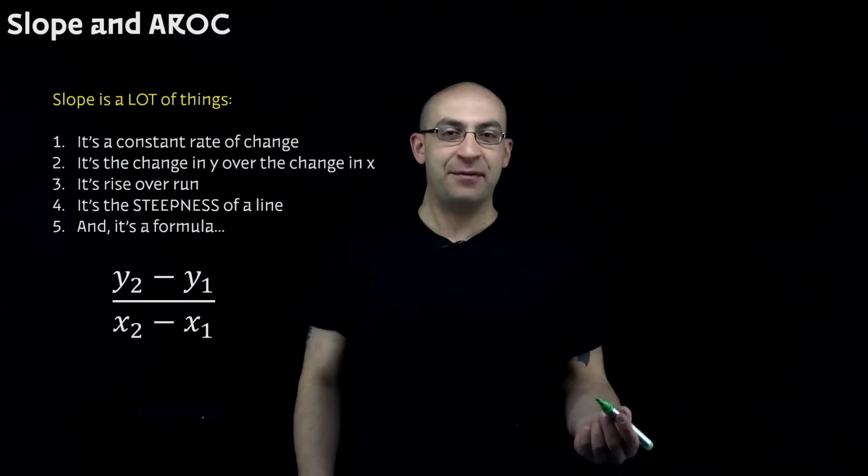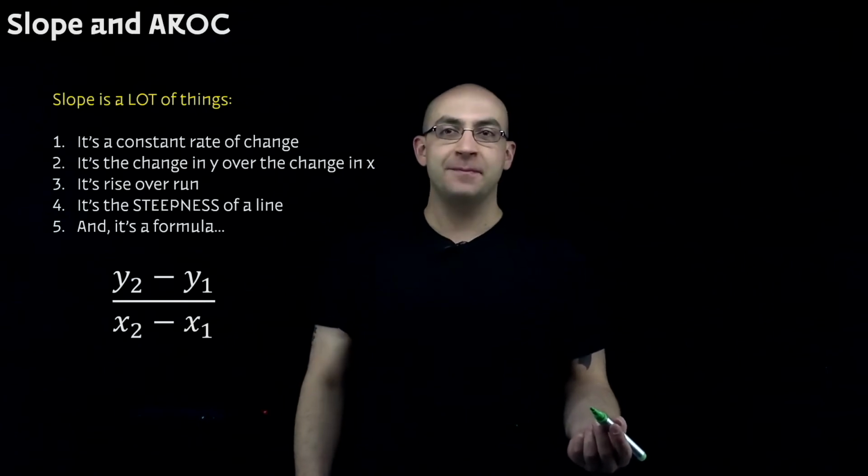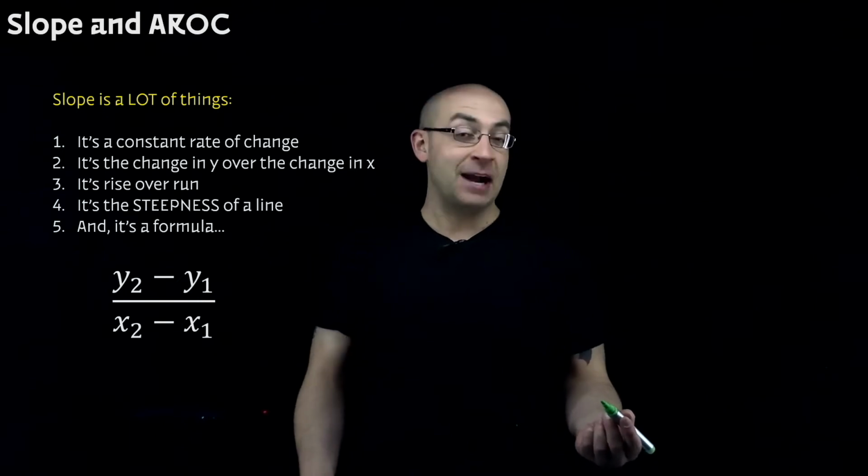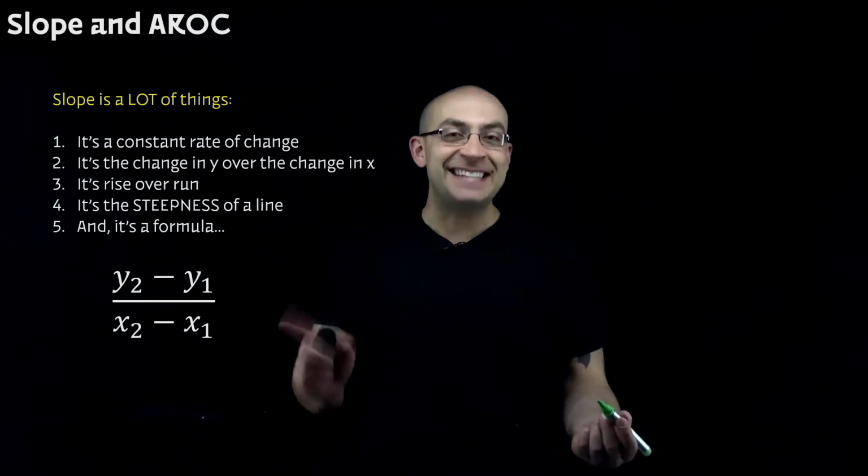Hi everyone. Today I want to talk about slope and AROC. Slope is a lot of things. It's a constant rate of change. It's the change in y over the change in x. It's rise over run. It's the steepness of a line.